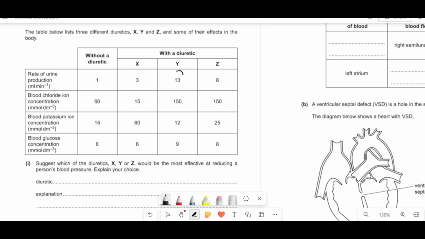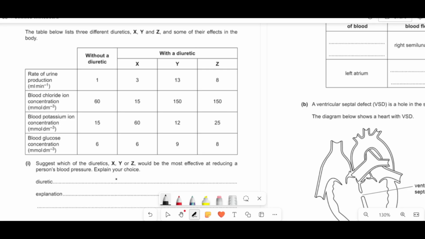With Y, the rate of urine production is higher, the chloride is quite a bit higher, the potassium ions are a bit lower, the glucose is raised. And Z, rate of urine production is higher as well, chloride is much higher, potassium ions are higher as well, and the glucose is also higher.